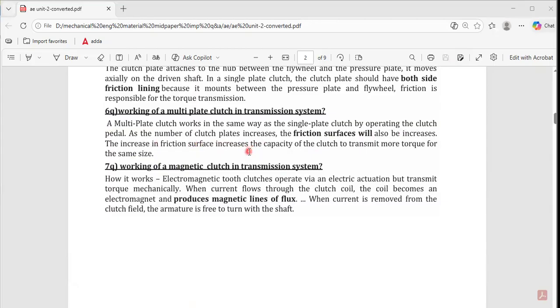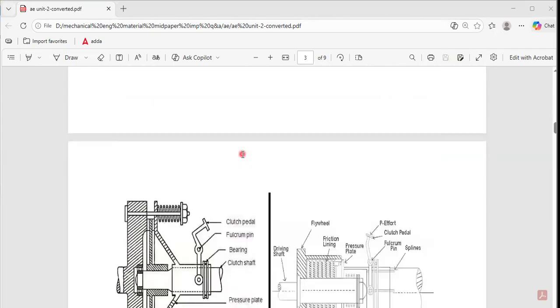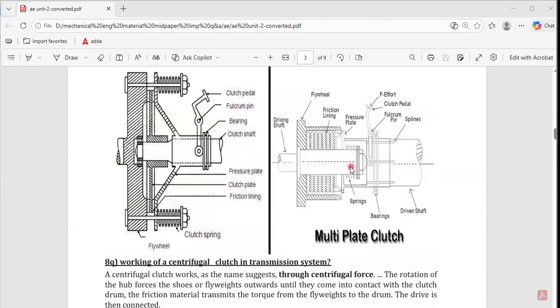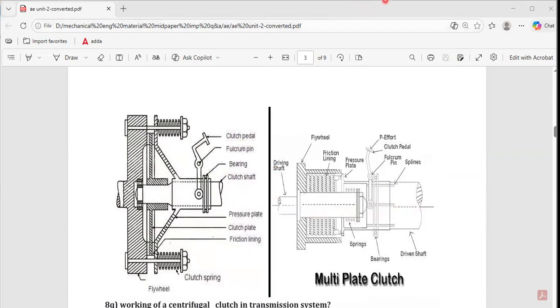So you will have two or three clutches. The friction surface will also be increased, so more friction will be there, because with two clutches used here, the friction surface increases. These are the two clutches used. That is what is happening. So this is the question here.